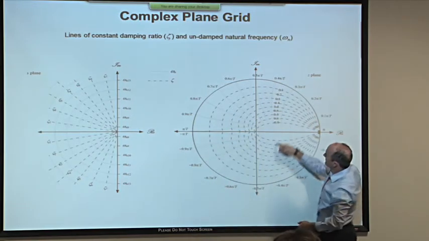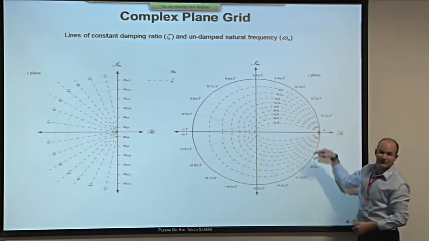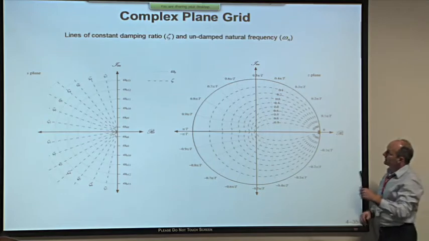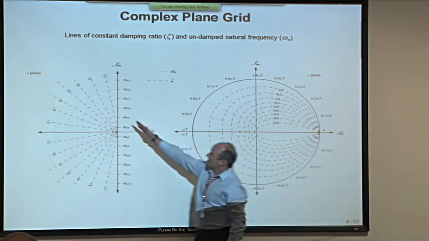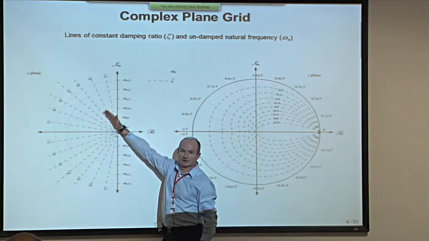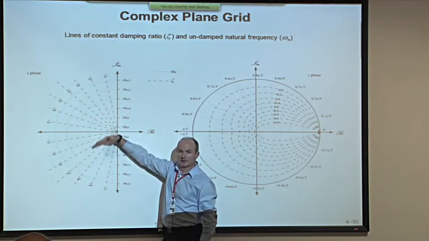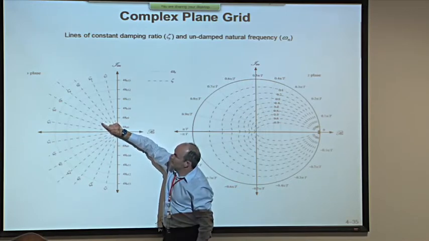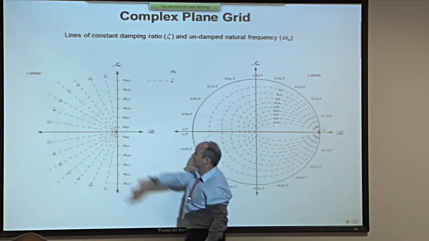So these lines here are lines of constant undamped natural frequency in the z-plane. Meanwhile, the radial lines over here correspond to lines of constant damping ratio. Remember, the phase shift in the second order step response was an arc cosine, and that's the angle, arc cosine of zeta, between the negative real axis and each of these radial lines.